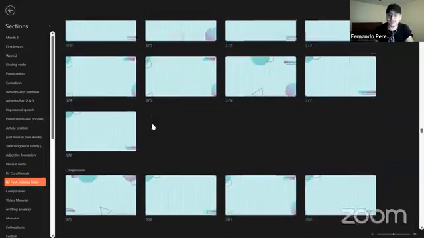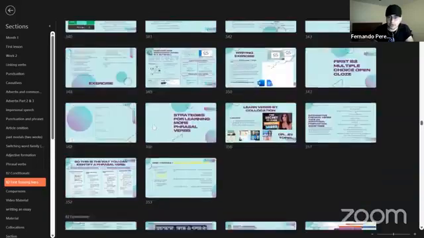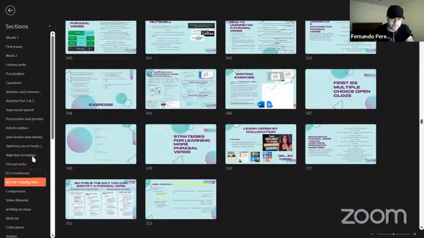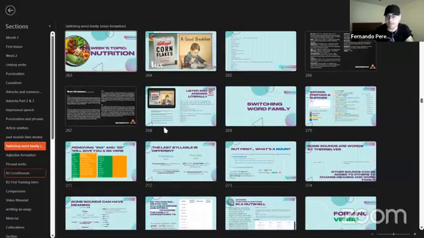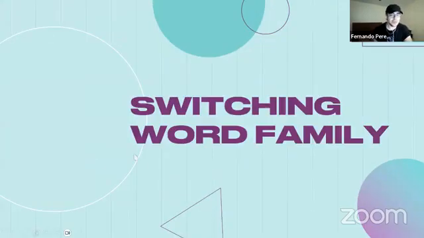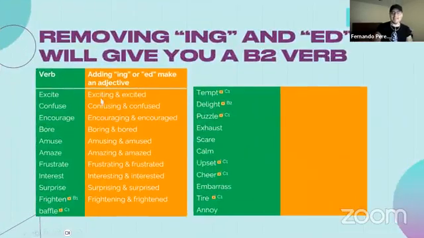Yesterday we started talking about word transformation, which is switching word family. We started talking about how you can transform words from one to another by eliminating the last syllable. Yesterday, we learned a lot of words by eliminating the ing and the ed. This list of verbs, many of them were new verbs for you.